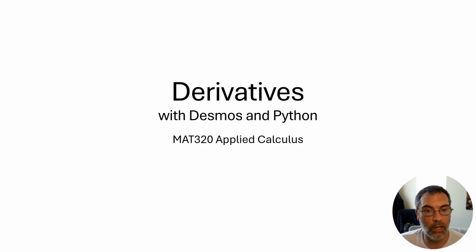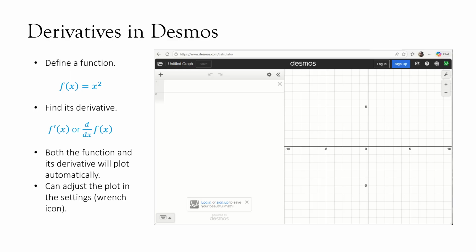And then you can do a lot more with Python, and so this will introduce you to defining a function and then also finding a derivative and plotting the function and the derivative together within Python using the sympy package. If all that you'd like to do is visualize a graph of the derivative of a function, then you can do that in Desmos. So let's start with defining a function in Desmos.